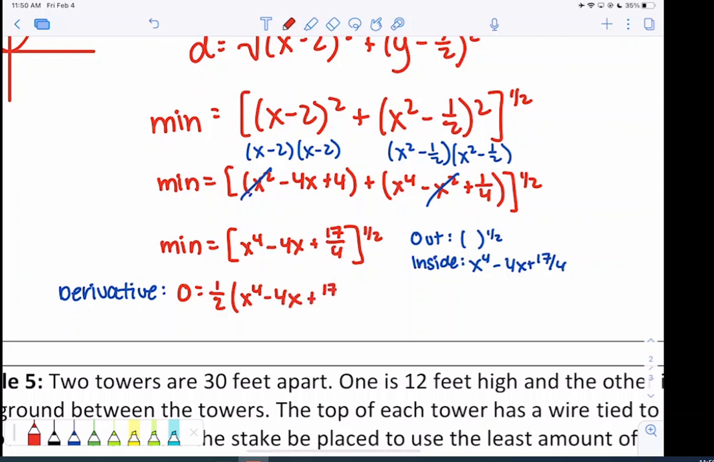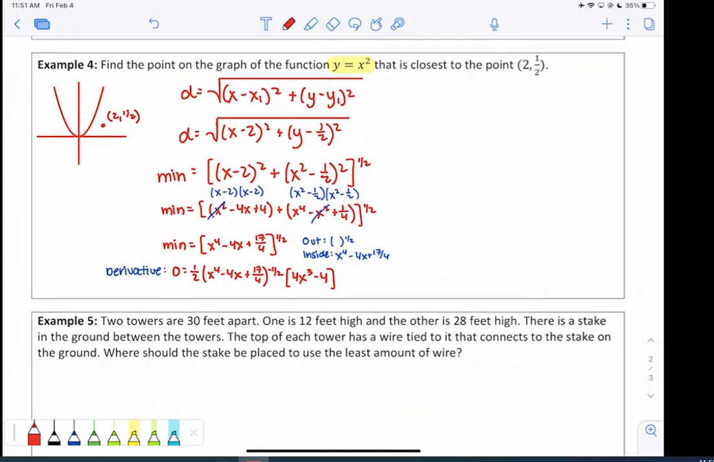Chain rule is derivative of your outside. Keep your inside the same. Then I subtract 1 off my exponent, which gives me negative 1/2. Multiply by the derivative of my inside, which is what? 4x cubed minus 4. This looks really complicated because we now have to solve for x. It's not that bad though. I'll show you guys if I rewrite this guy.